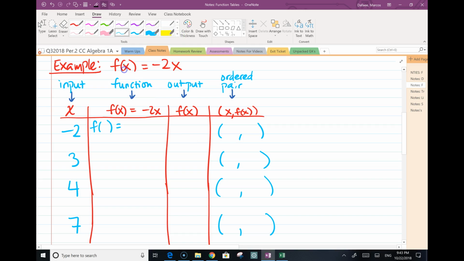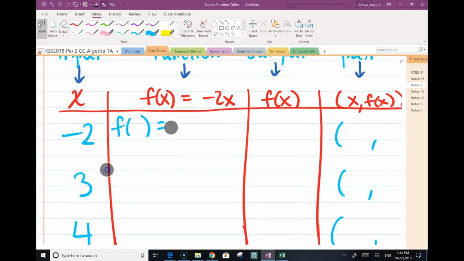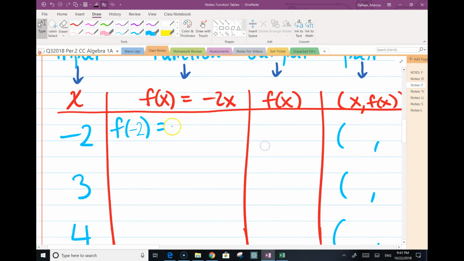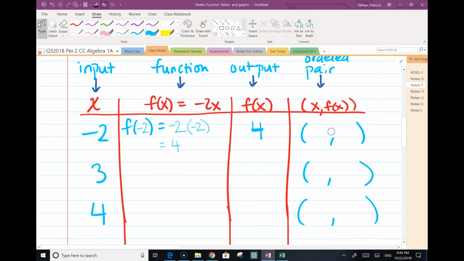So first, my input is negative 2. Now, what I'm going to do with this is I'm going to substitute this into my x. So this is here a negative 2. And then over here, I need to show that this negative 2 from my function is being multiplied by my input of negative 2. And that's going to provide me with an answer of positive 4. That then goes over here as my output, so 4. And then my first ordered pair is my input, which was the negative 2, followed by my output, which was the 4.